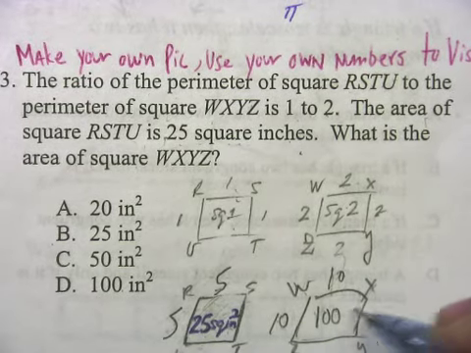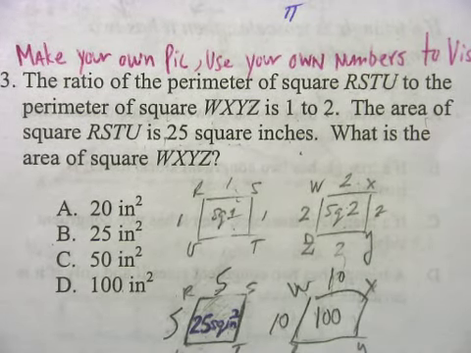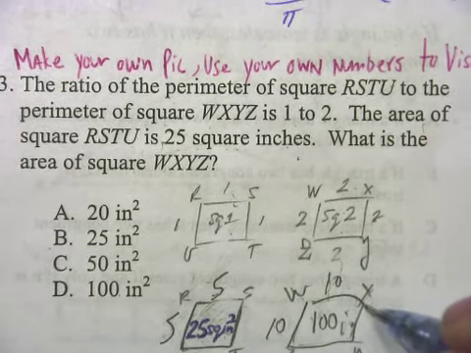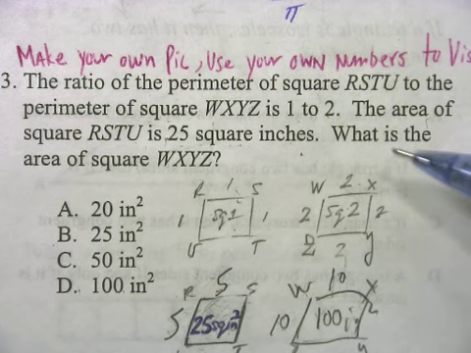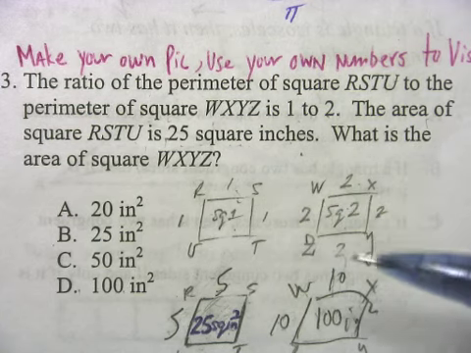They want to know what is the area of this square. Well, 10 times 10 is 100. 10 times 10 is 100 inches squared. And we can see here that that is choice D, 100 inches squared.